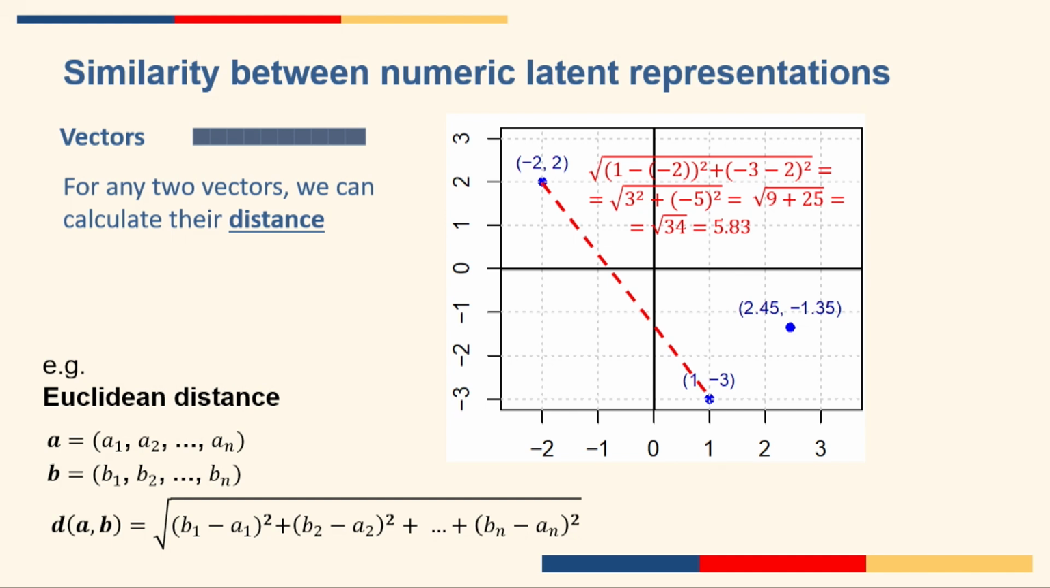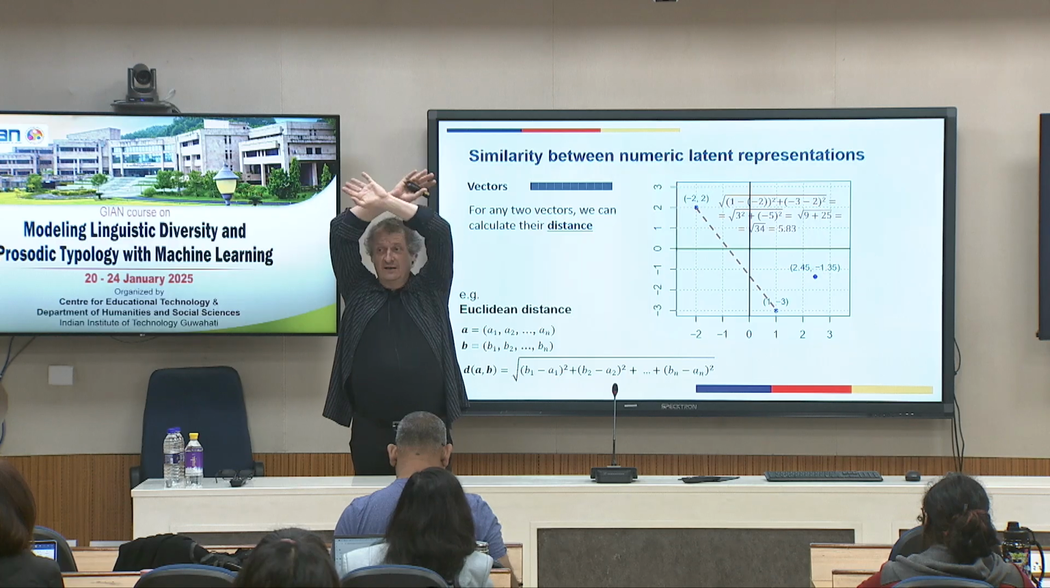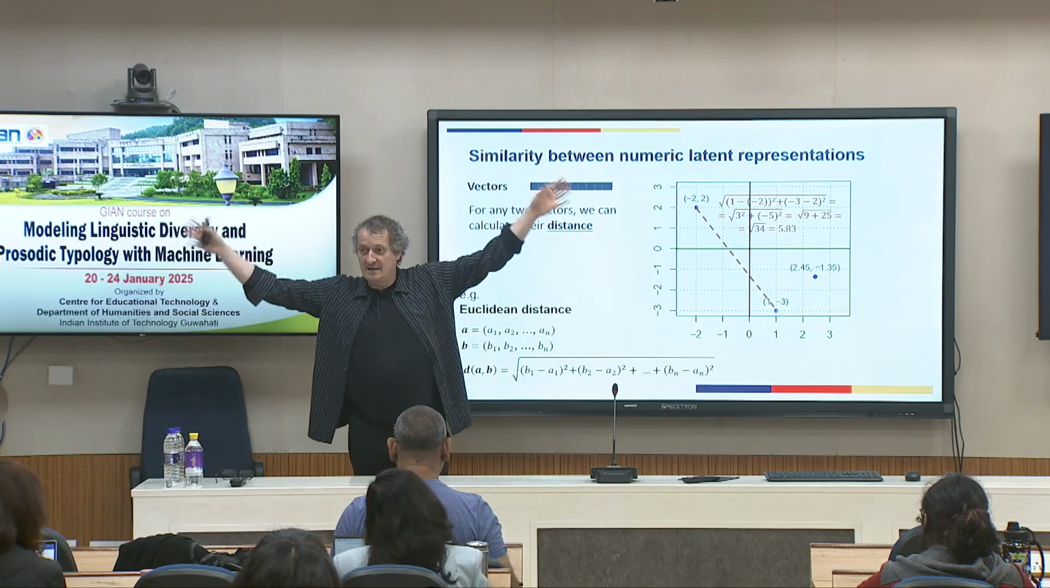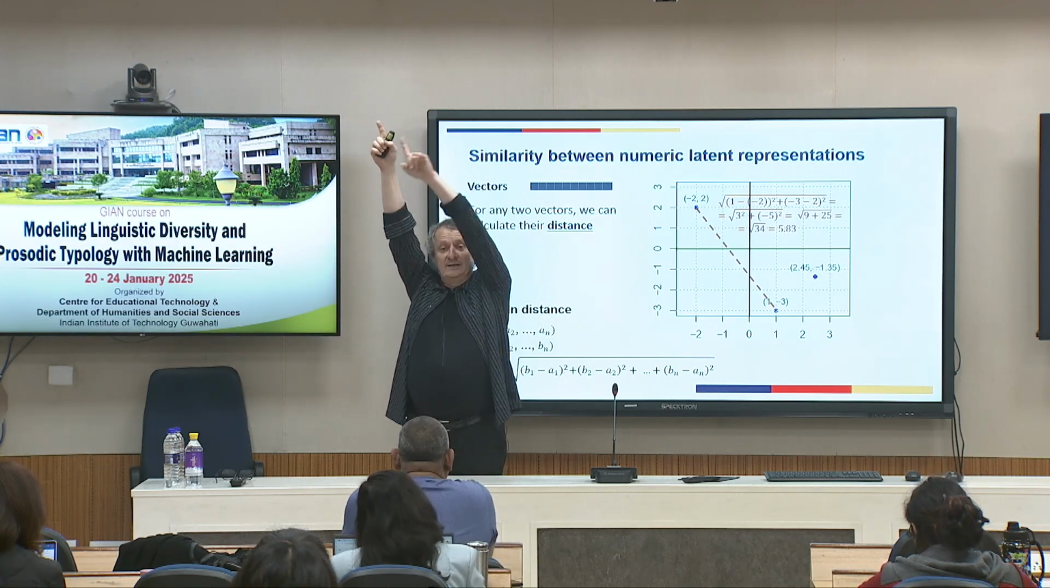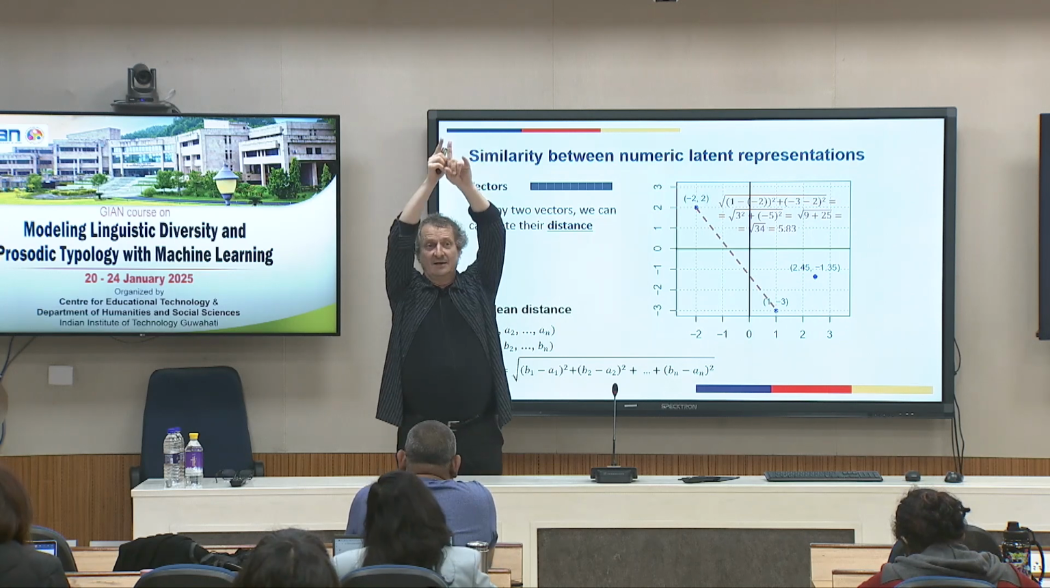And then the cosine distance is a distance like when you are looking at the starry sky, and you see the distances between the stars.